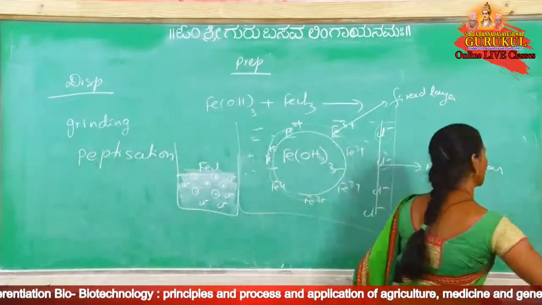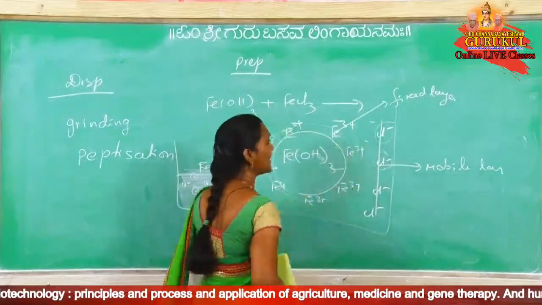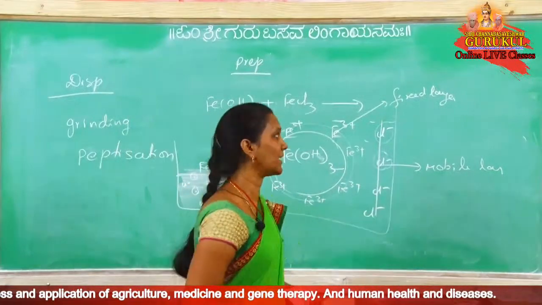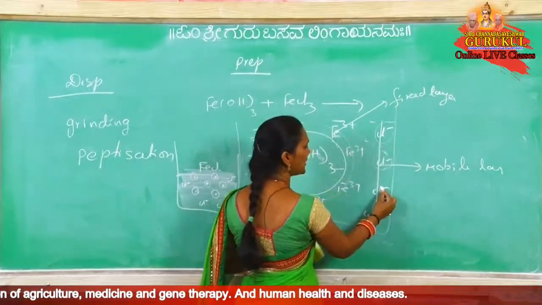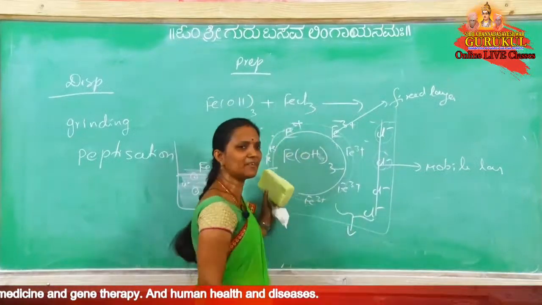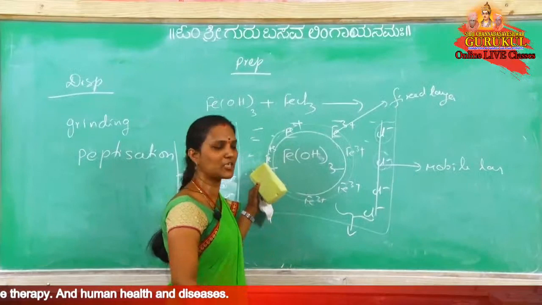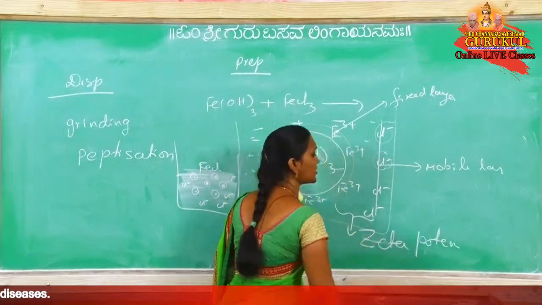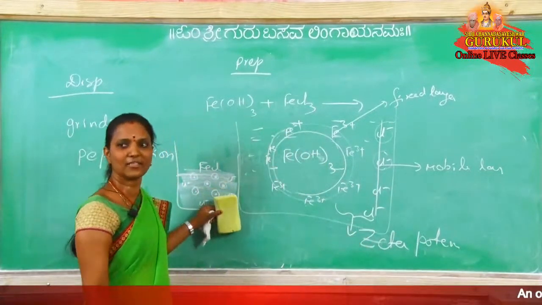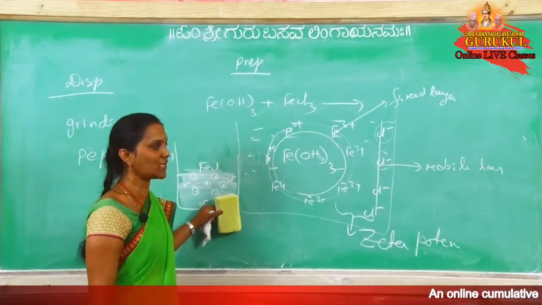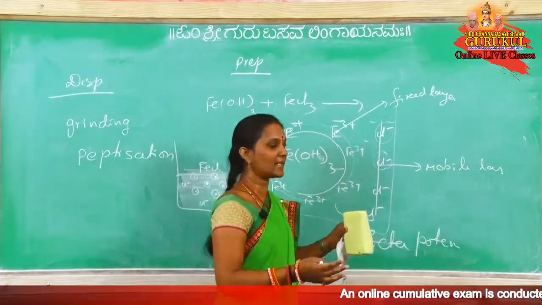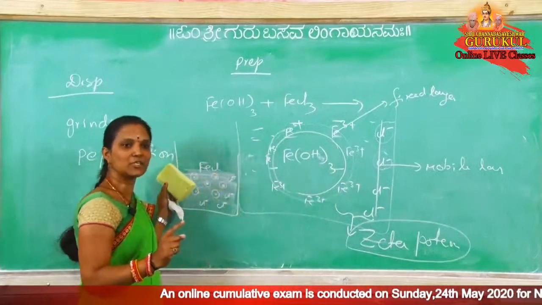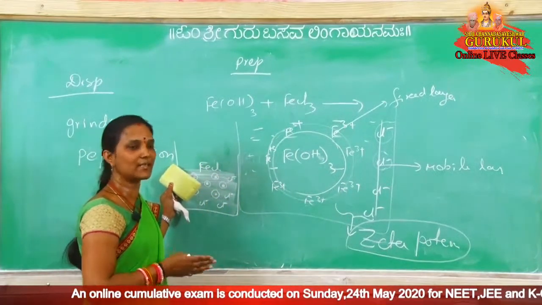One more example. Anyhow, what is the fixed layer here? In ferric hydroxide sol, the fixed layer is Fe plus 3 and the mobile layer is Cl minus. Now the fixed layer has positive charge and this has negative charge. Between these two there is a potential difference. Positive layer, negative layer, potential difference. That potential difference is the zeta potential. These calculations are done in chemical engineering. In that branch only; here, what is the potential difference between fixed layer and mobile layer? That potential difference is called zeta potential.